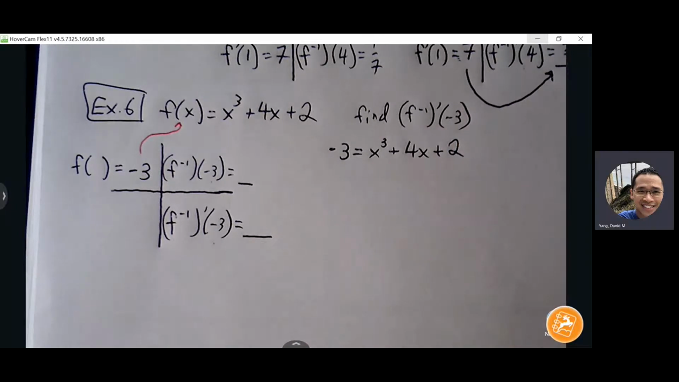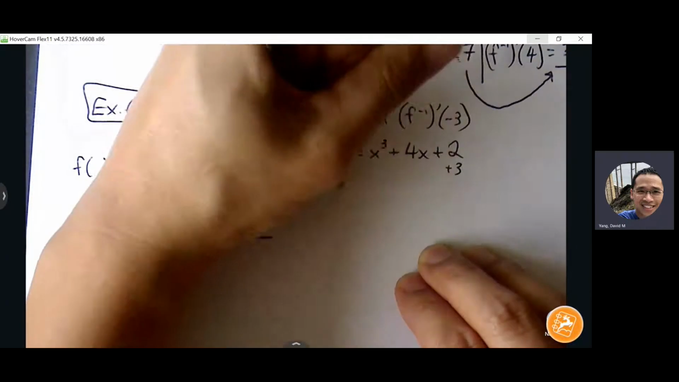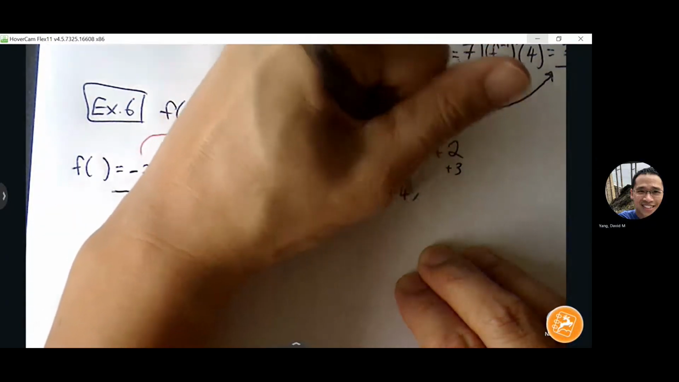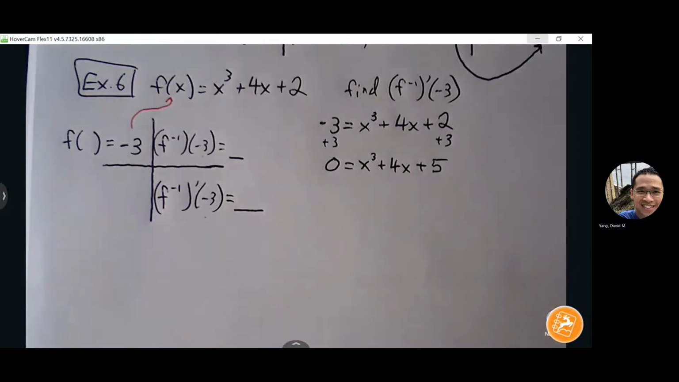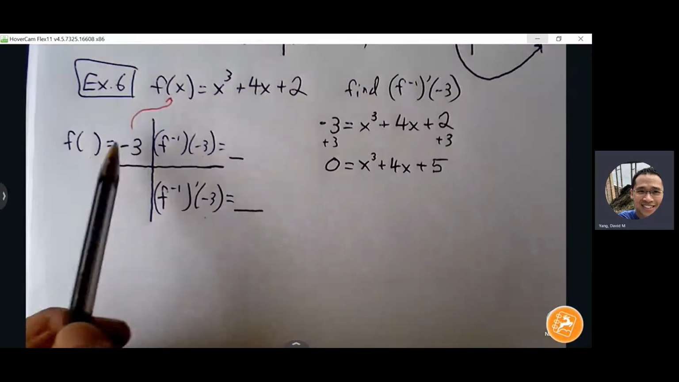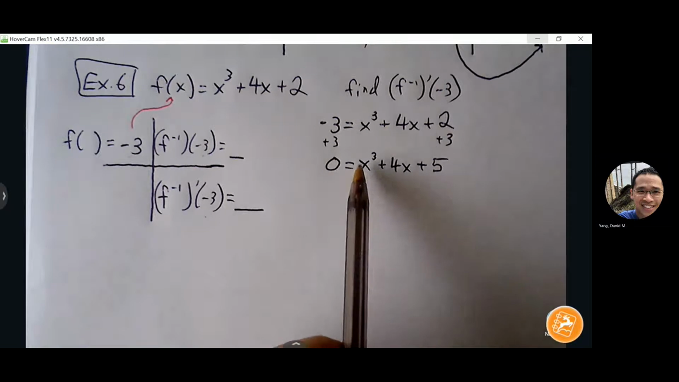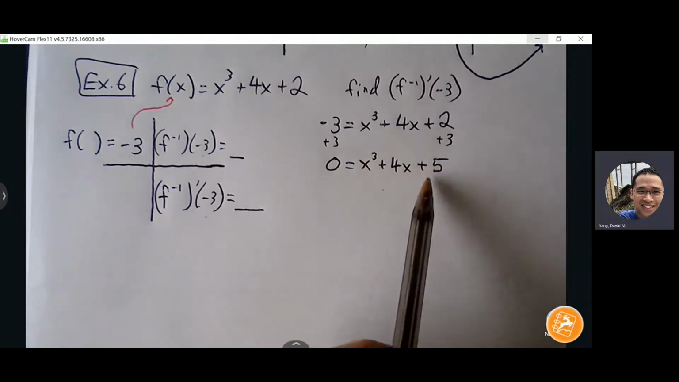I'm going to add 3 to both sides here just to see if this will be easier to solve. Now look, we want to find the x value that fulfills this ordered pair here. Is this factorable? Okay, I'm not able to factor.